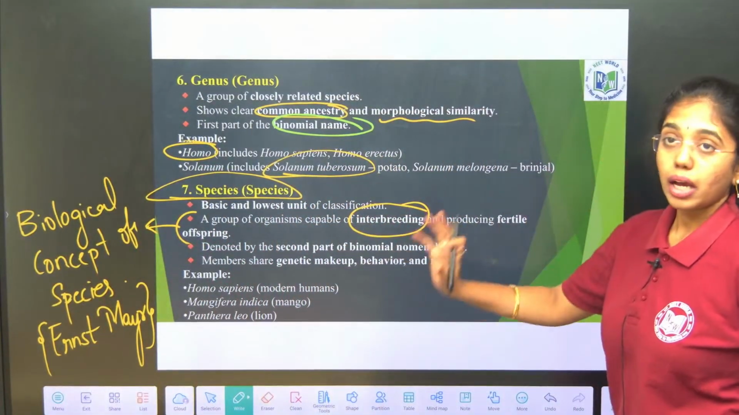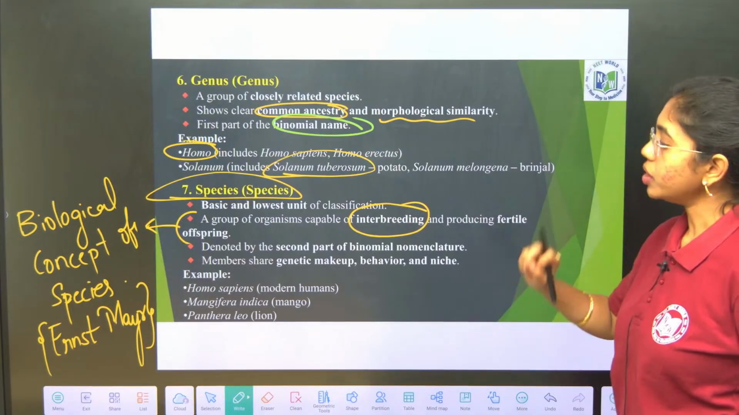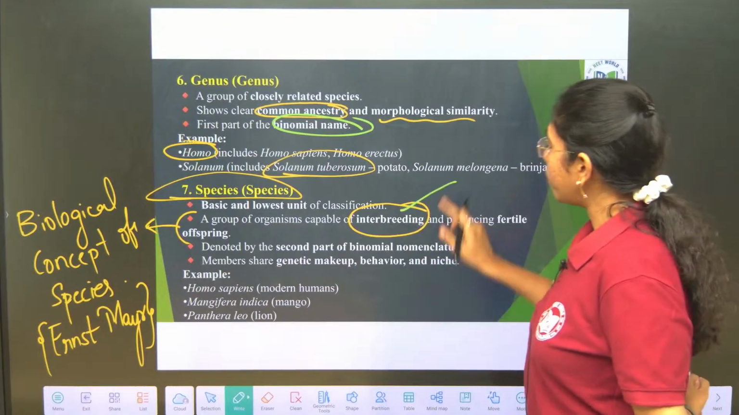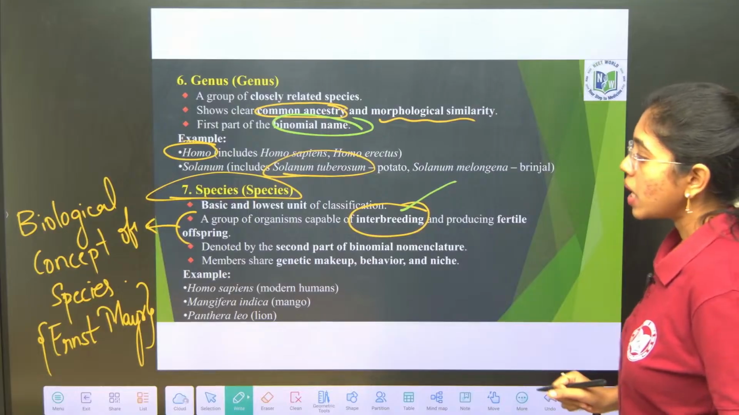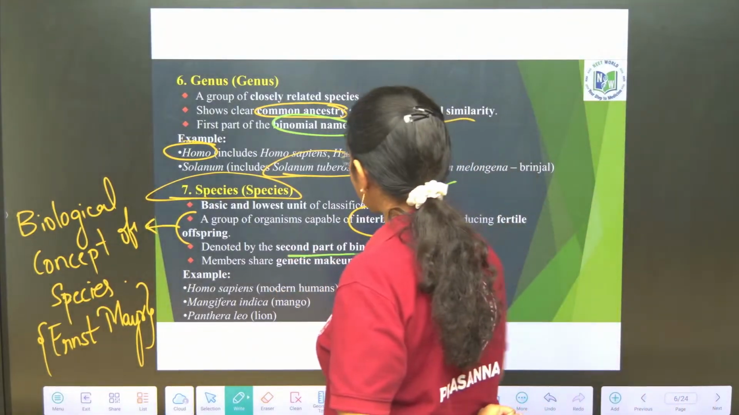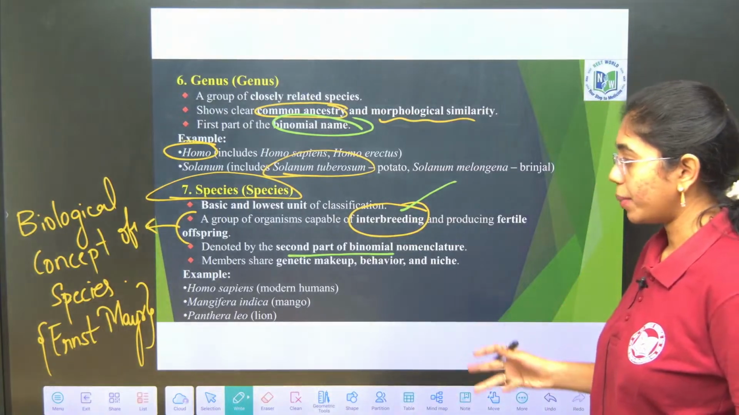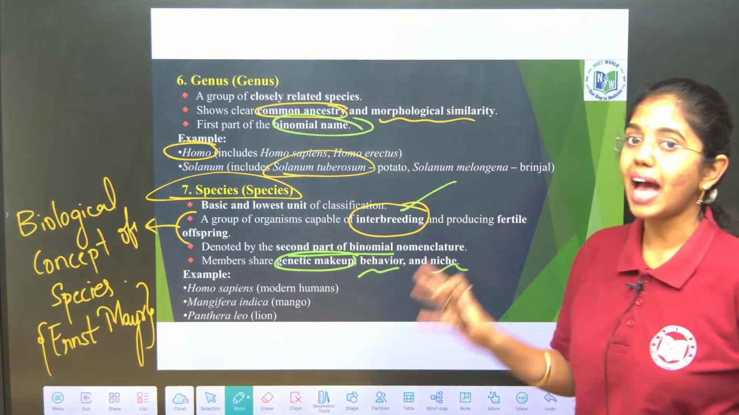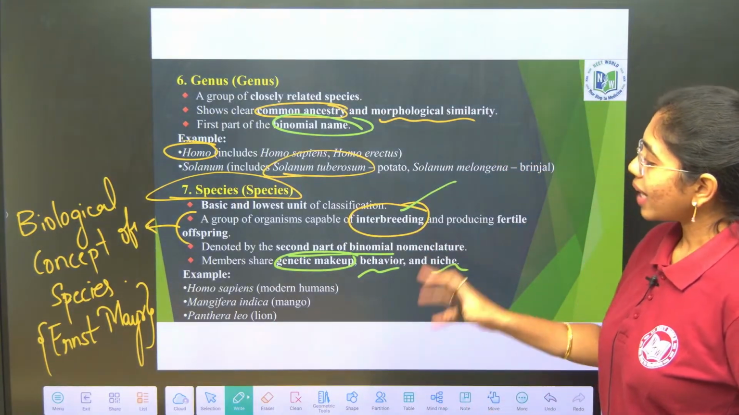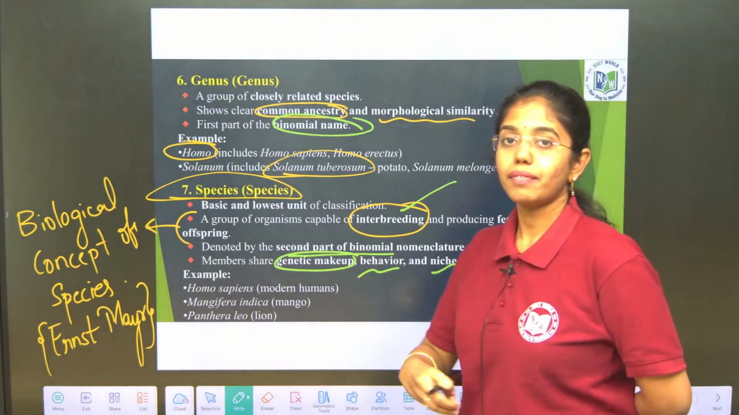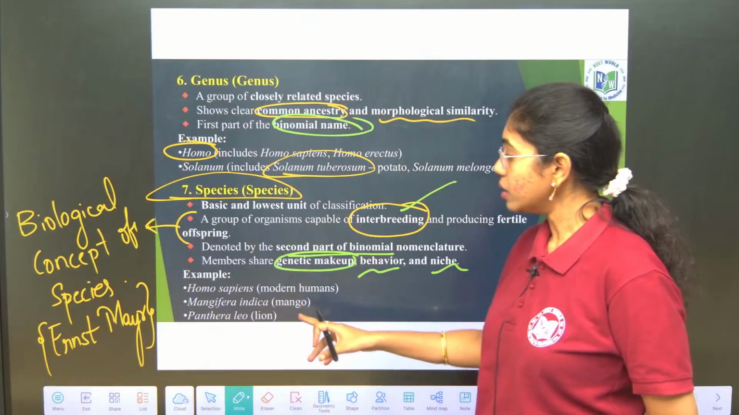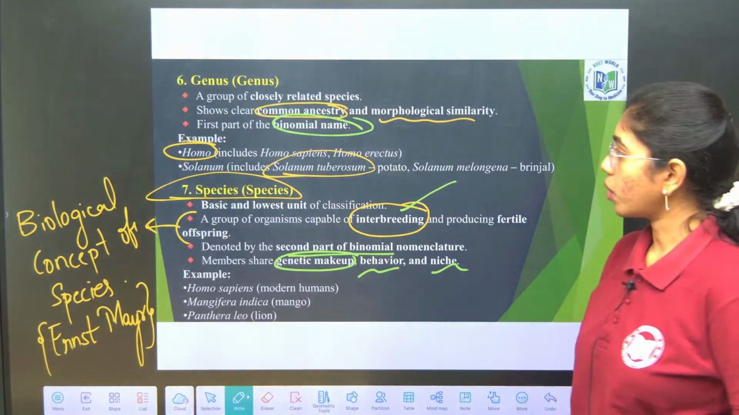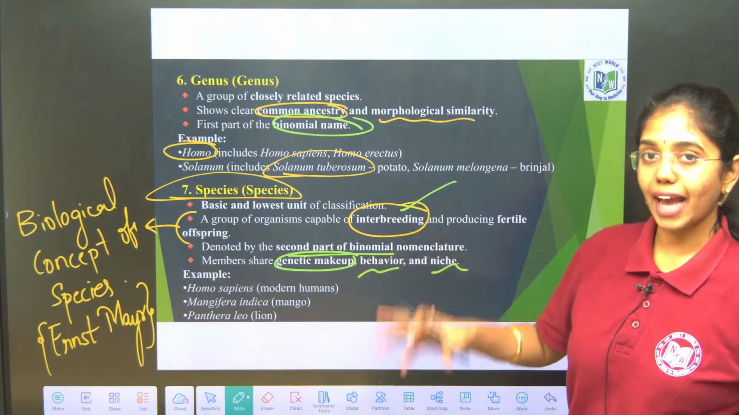where according to this biological concept of species, it says that species includes those group of organisms which are capable of interbreeding and producing fertile offsprings. Next, denoted by the second part of binomial name or binomial nomenclature. The members will share common genetic makeup, behavior and niche, that is the habitat of living, right. So, next, what are the examples under the species? We can give n number of examples, but you take down this: Homo sapiens, Mangifera indica, that is mango, and Panthera leo, lion. Okay. So, this is the description of 7 taxons or ranks.